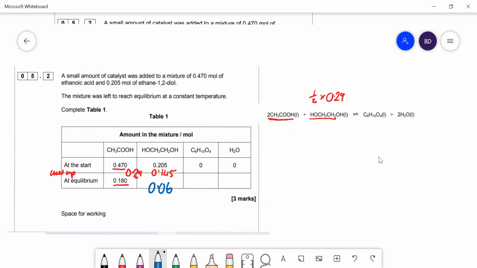Now, how much of these are we going to form? Let's have a look at the ester. When we use up 1 mole of the diol, we make 1 mole of ester. So that's going to be 0.145 of ester there. And we form double the amount of water, so that's double that, which is 0.29 of water. That would be the answer to that.